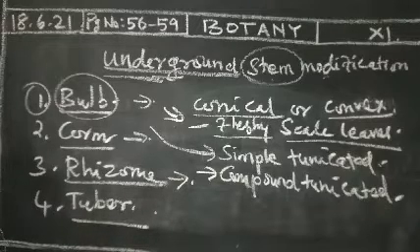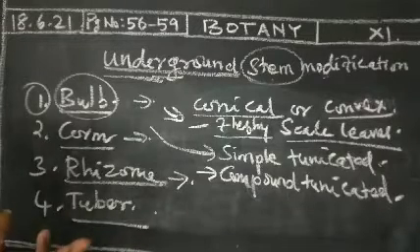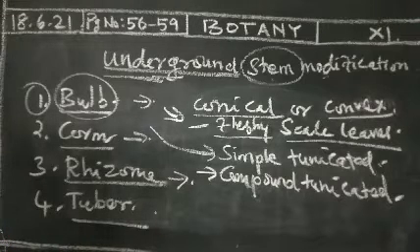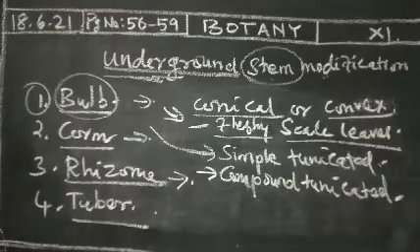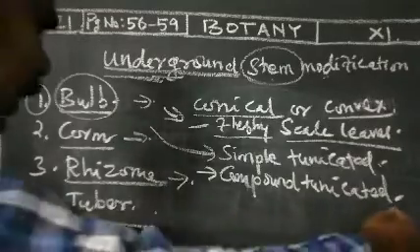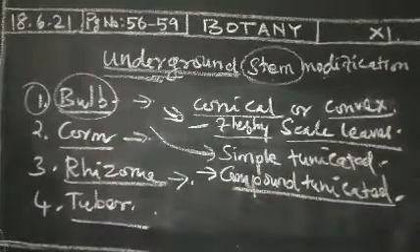Here, in this simple tunicated bulb, there are fleshy leaves also present. In the inner part, fleshy leaves are present. In the outer parts, there are only dry scale leaves. You can remove the scale leaves one by one. In a compound tunicated bulb, these are totally condensed and joined together. That is called compound tunicated. For example, Allium sativum.